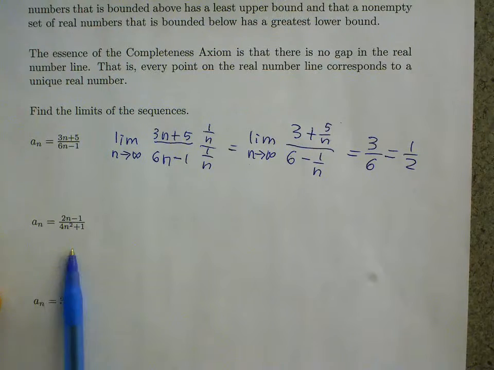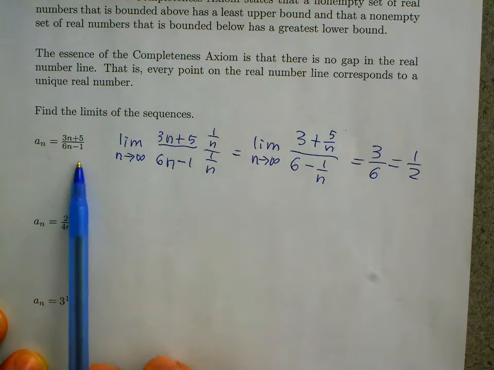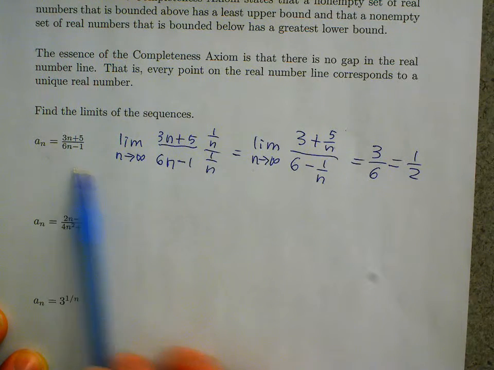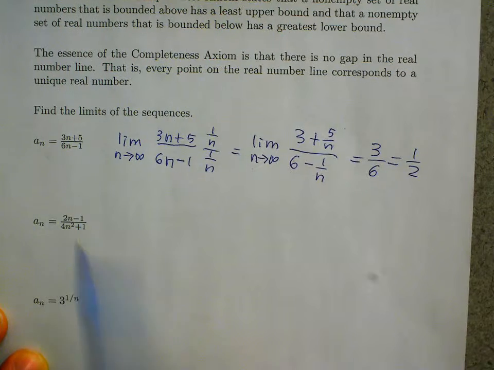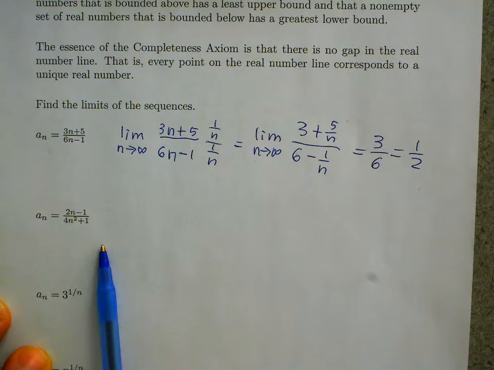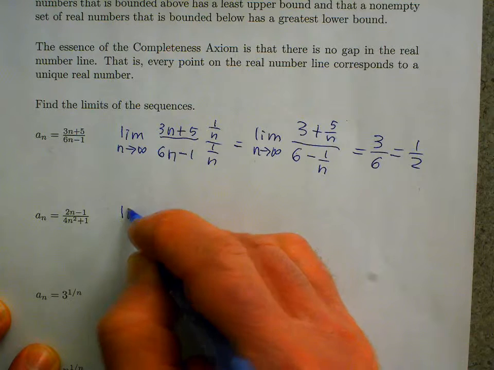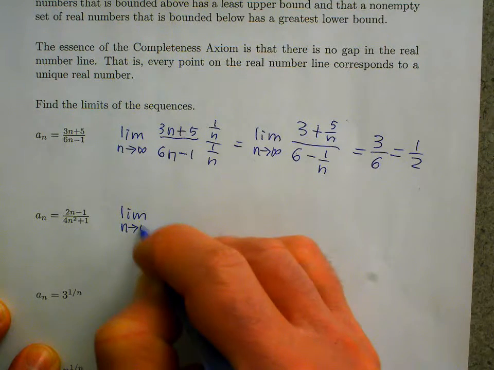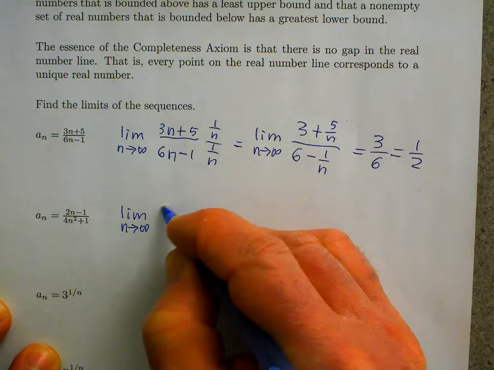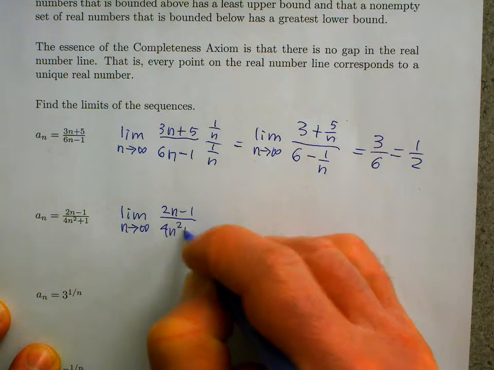where the nth term of the sequence is defined. And we can compute the limits of these sequences. So the next one, what does the sequence converge to, or does it not converge? So if we compute the limit as n approaches infinity of 2n minus 1 over 4n to the second plus 1.